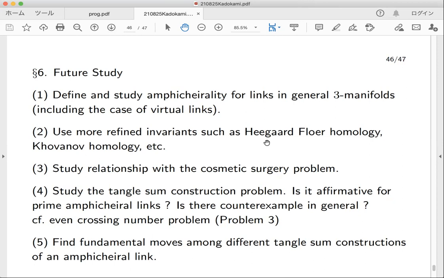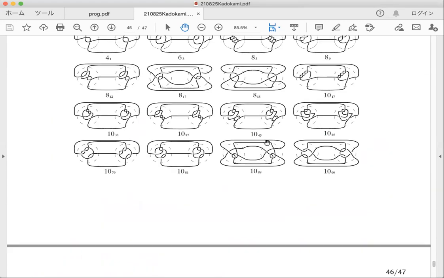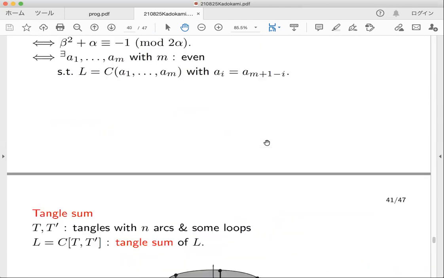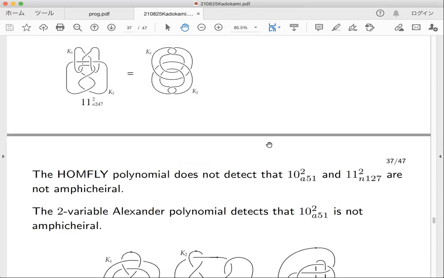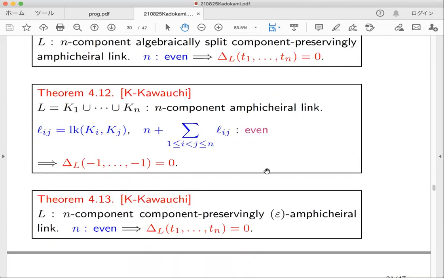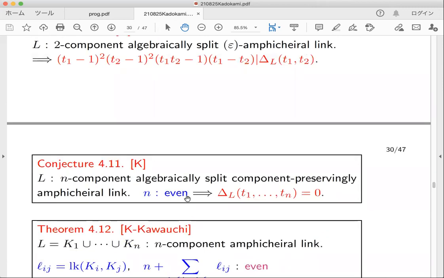So do you believe that your conjecture is true? I don't care. If there is a counterexample, so yes, I have a little hope my conjecture is true. I understand. Thank you very much.